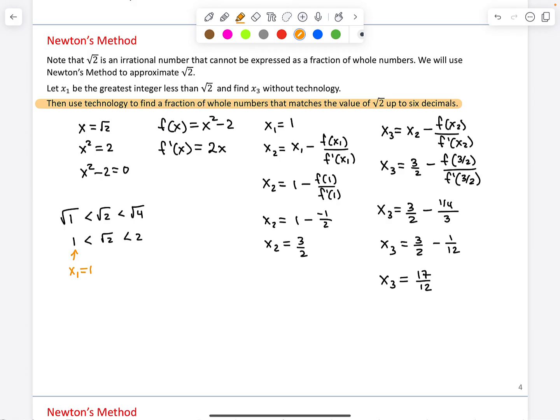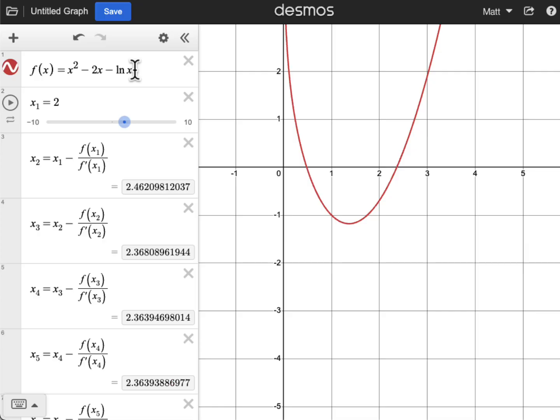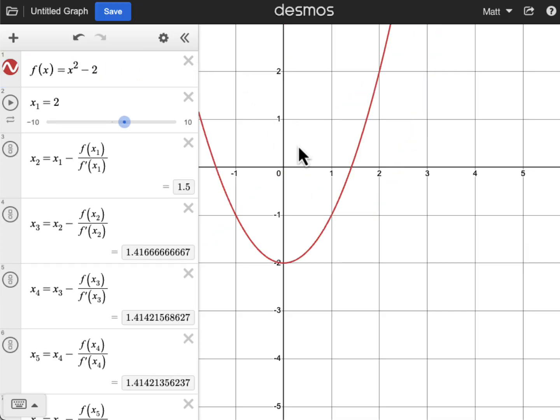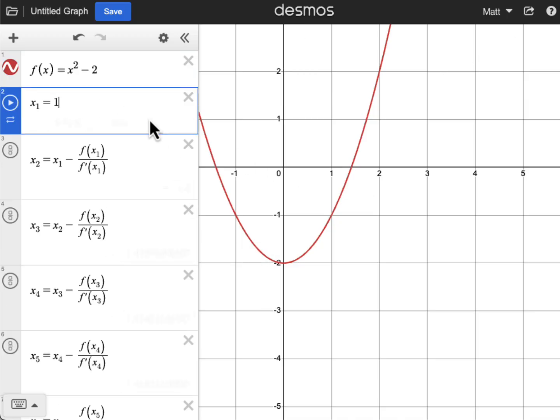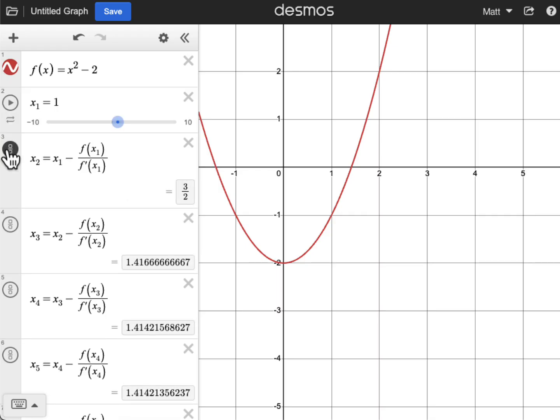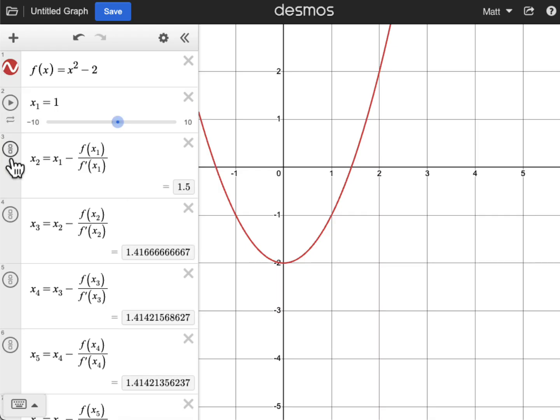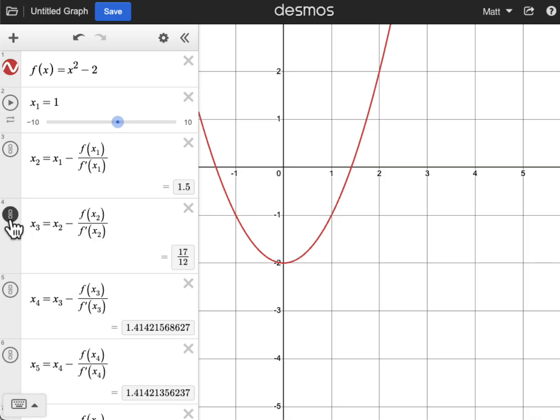And now we are to use technology to find a fraction of whole numbers that matches the value of square root of 2 up to 6 decimals. So back to our Desmos file, change the function to x squared minus 2. We can see the root that we're looking for is about 1.41421. This shows us 5 decimals of accuracy. We also know that that root represents the square root of 2. Change my x1 to 1. So x2 is 1.5 in fraction forms, 3 halves, confirming our work. x3 is this decimal that you see here, convert to fraction, is 17/12, confirming our work.